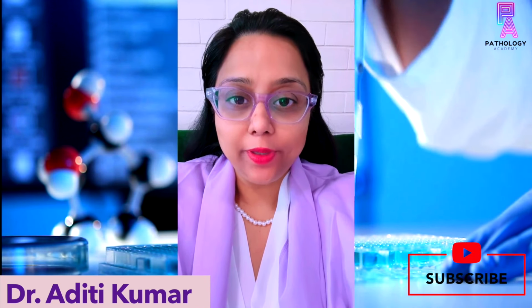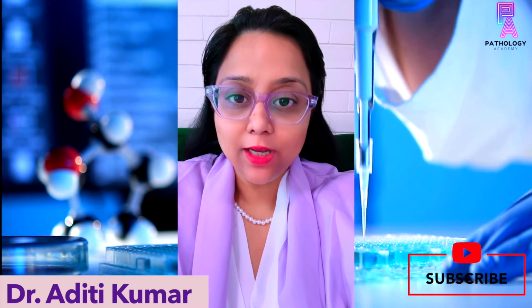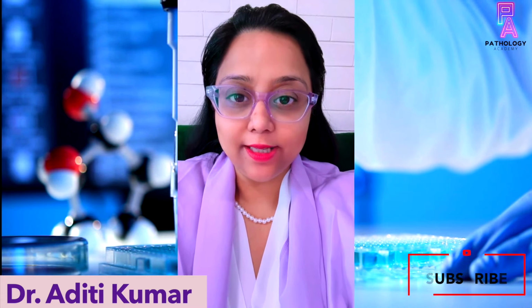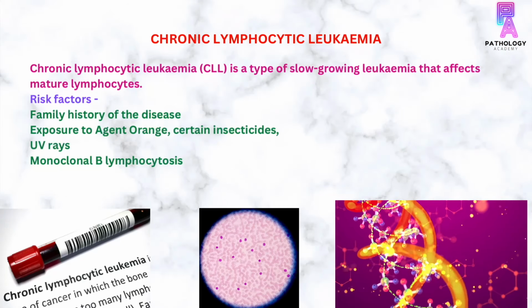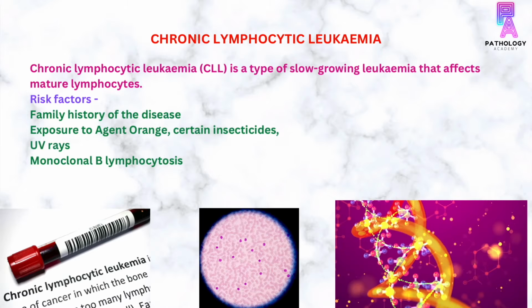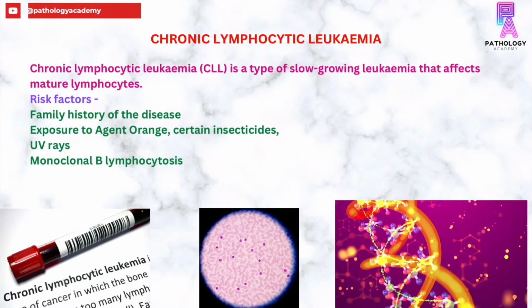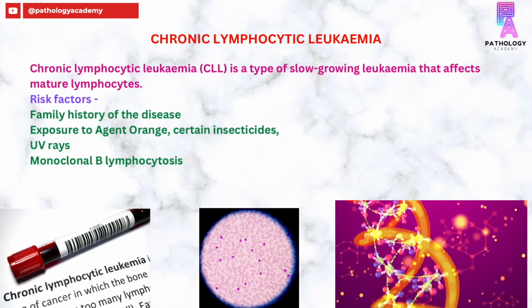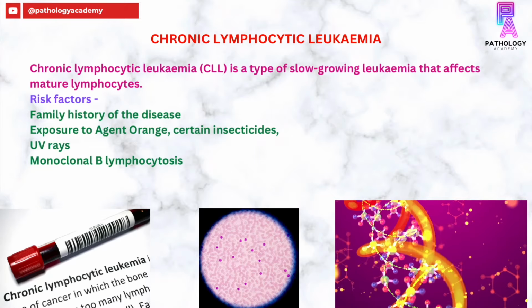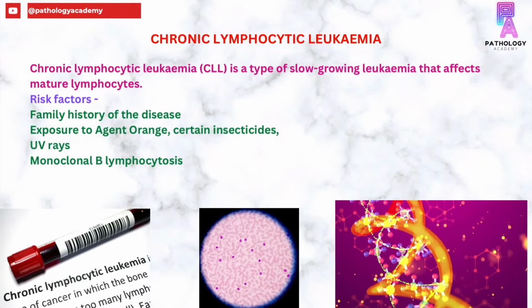Today's video will be on chronic lymphocytic leukemia, which will be last in the leukemia series. So let's get started. Chronic lymphocytic leukemia, or CLL, is a type of slow-growing leukemia which affects the mature lymphocytes, mainly the B lymphocytes. It occurs mainly because of genetic mutations.